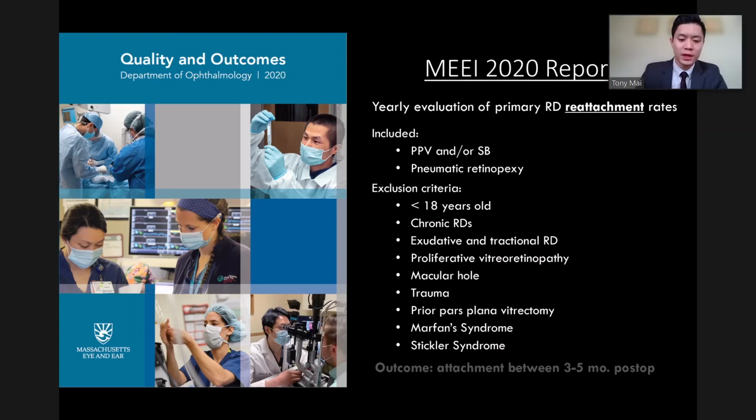What they looked at was attachment between 3 to 5 months post-op. And based on the definition that I proposed earlier, this would be more late re-detachments.